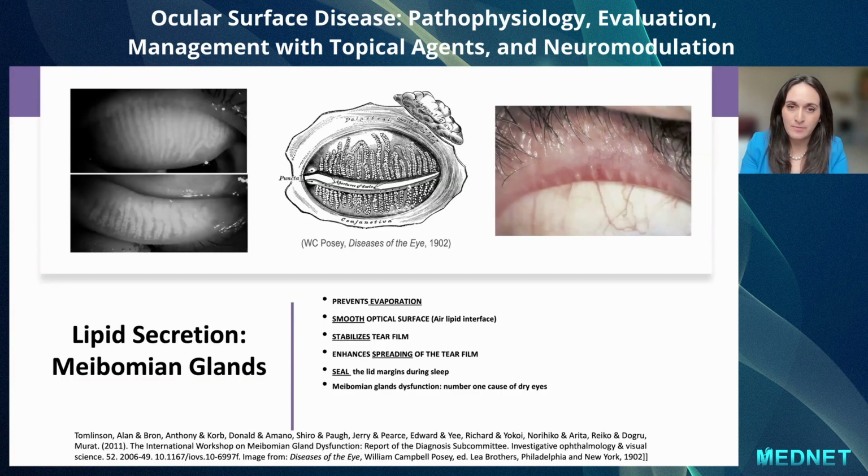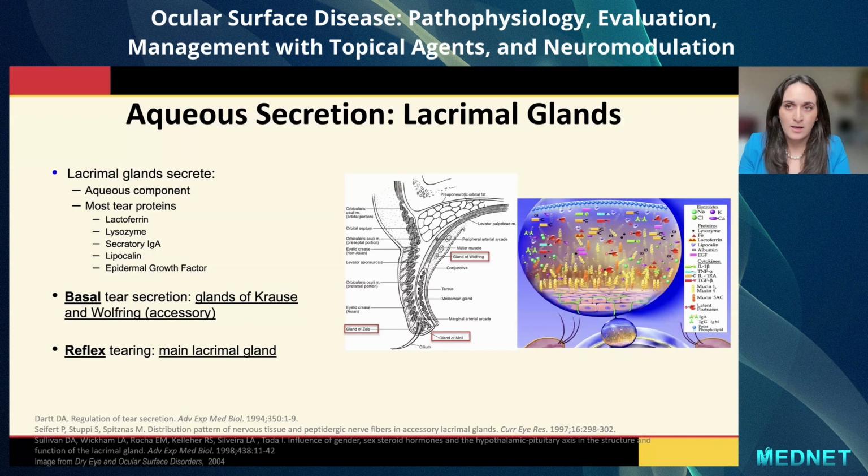So, lipid secretion from meibomian glands. The lipids are really important for preventing evaporation, so keeping the tears on the eye. They create a smooth optical surface with that air-lipid interface, and they stabilize the tear film on the surface of the eye. It also enhances spreading of the tear film and seals the lid margins during sleep, so when the eyes are closed, it allows the tears to stay on the surface. Meibomian gland dysfunction is the number one cause of dry eyes and is really important to think about when you're thinking about ocular surface disease. The lacrimal glands produce the aqueous component.